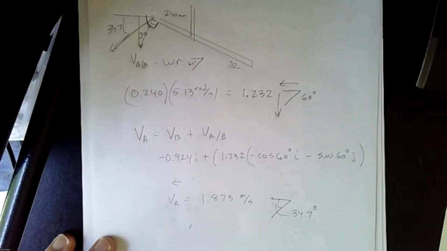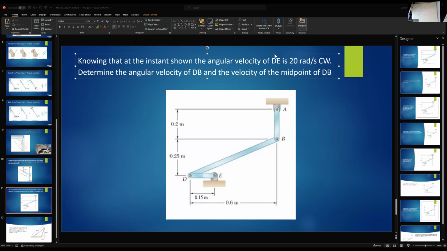So hopefully this is making sense. Okay, I want to do one more example before we call this lecture, and then we'll move on in the next one. So here we have another plane motion problem. Here we're given that DE has an angular velocity of 20 radians per second clockwise. So it means it's doing this.